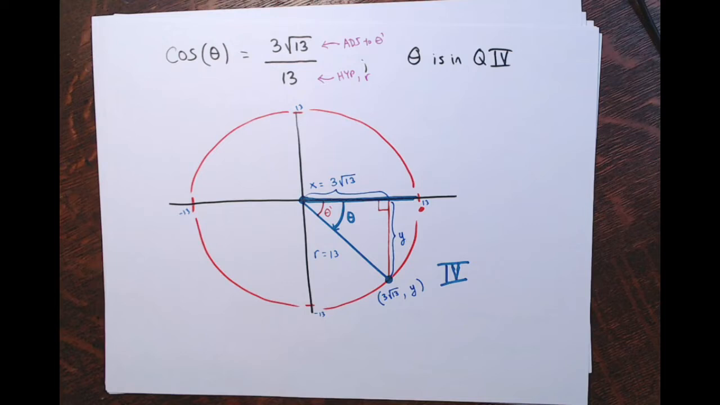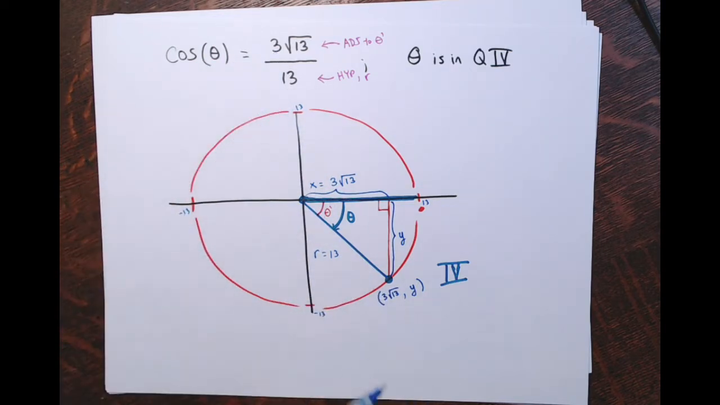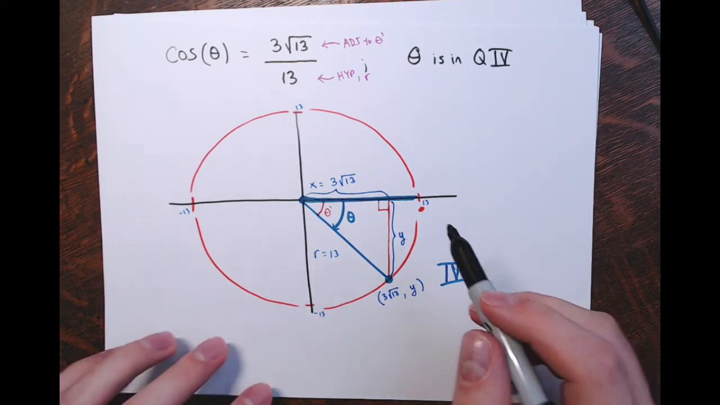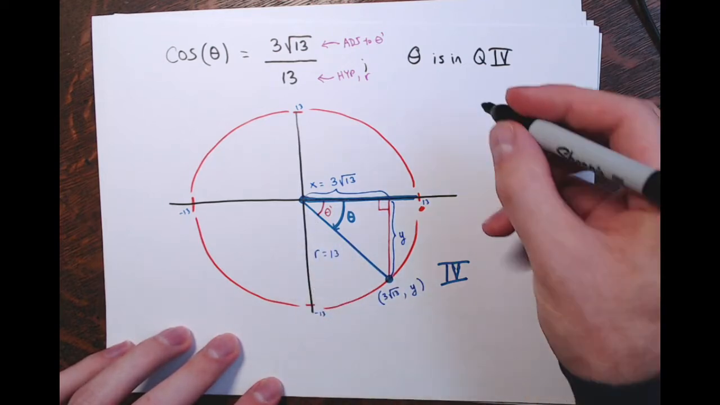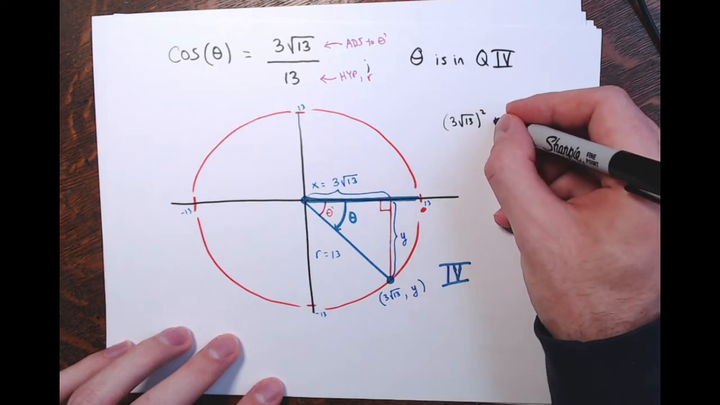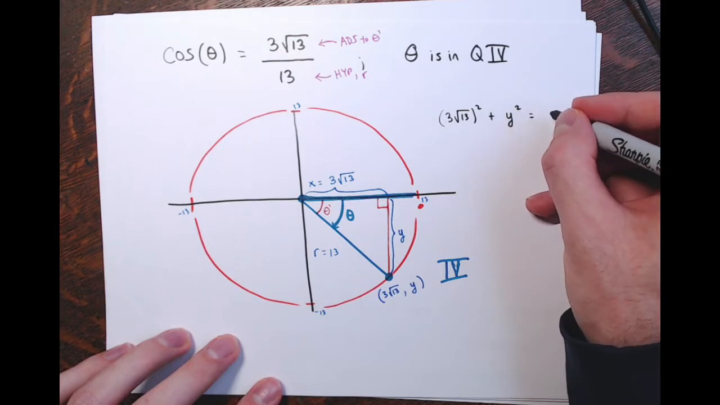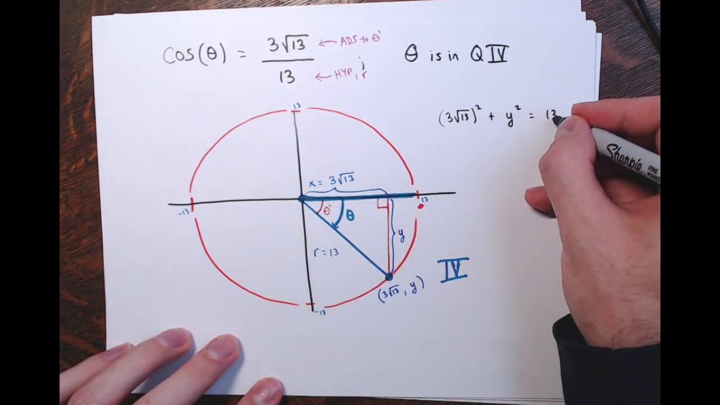Now we're asked to find the sine of this angle again. And in order to find the sine, I need the y-coordinate. Remember, the sine is the y-coordinate divided by the radius. The cosine is the x-coordinate of my point divided by the radius. So I use the Pythagorean theorem with this right triangle I just drew. I have 3 times the square root of 13 squared plus this other side, this y-coordinate squared, equals the radius squared, 13 squared.